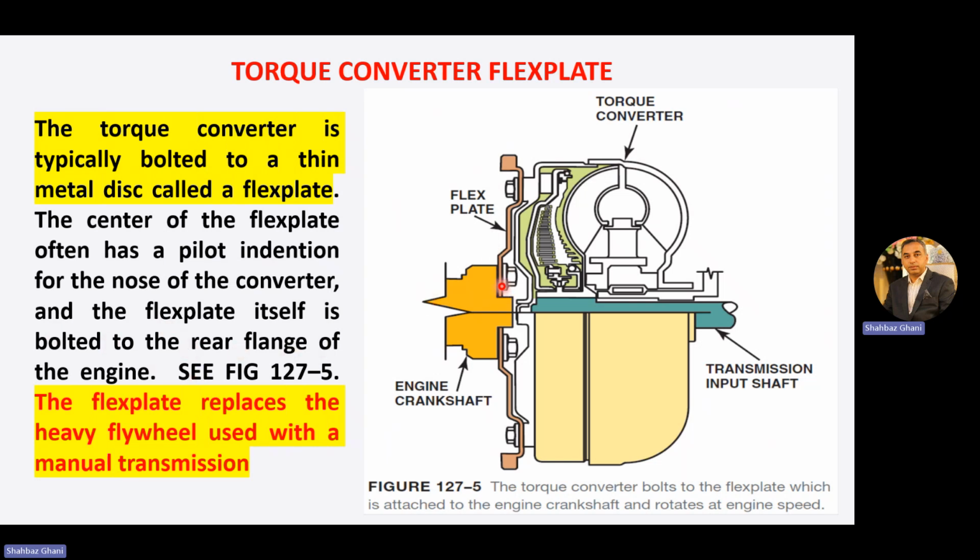The flex plate replaces the heavy flywheel used with the manual transmission. So basically this flex plate is in place of the conventional heavy flywheel which is used in the manual transmission. The torque converter bolts to the flex plate, which is attached to the engine crankshaft and rotates at the engine speed.